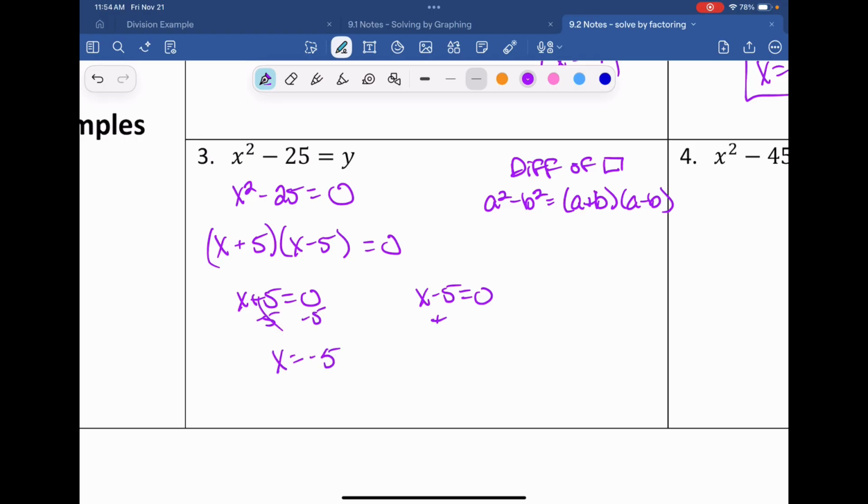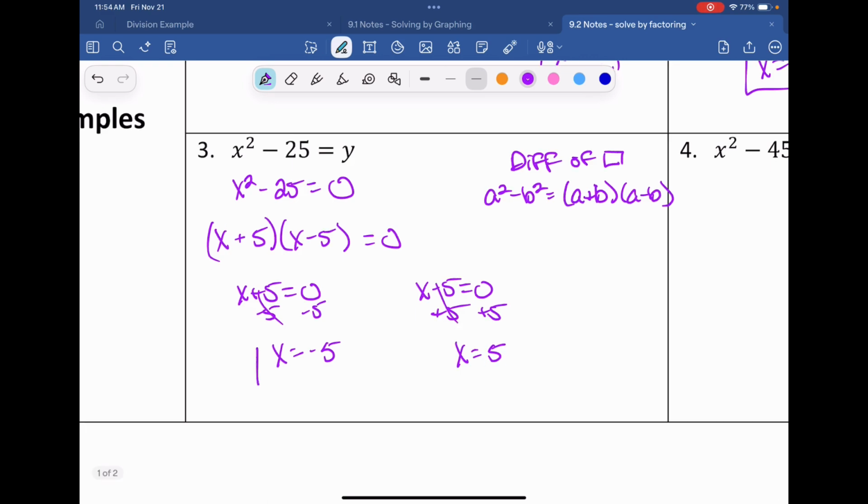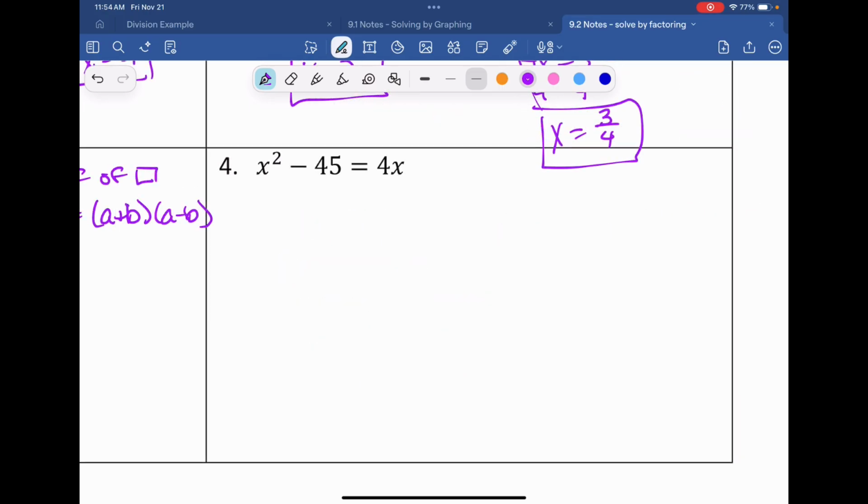Add 5. X equals 5. All right, now every now and then you're getting an equation that doesn't even have a y. You still need to get it to equal 0 because that y is implied. Do it like in quotes. So, to do that, I'm going to take away this 4x.